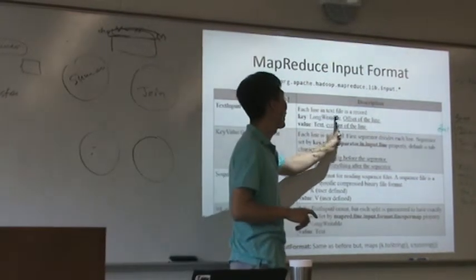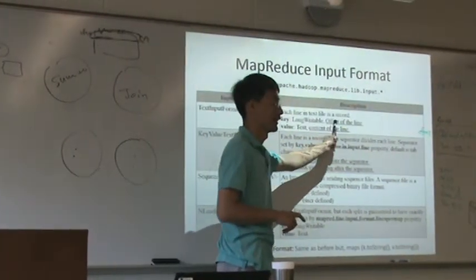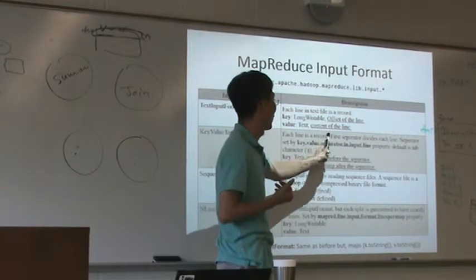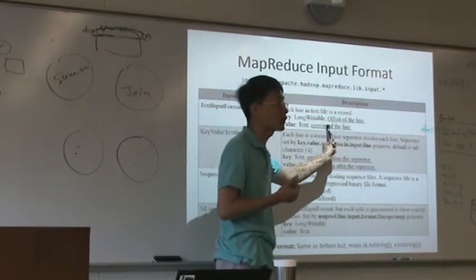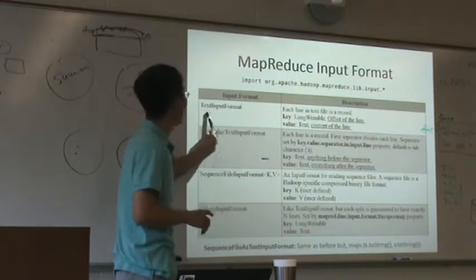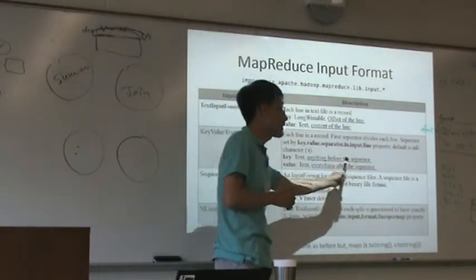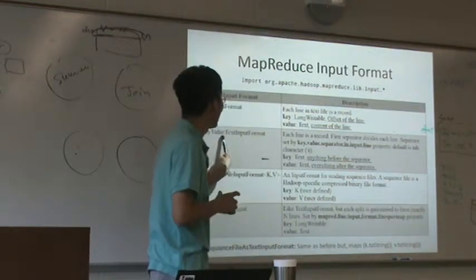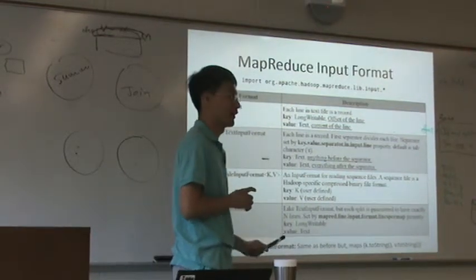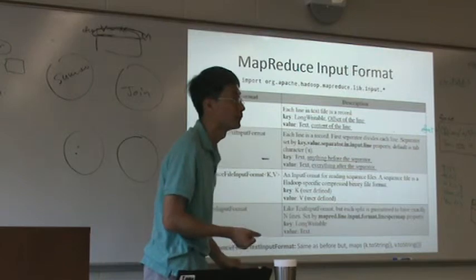The key is LongWritable, that is the offset that we use in the word count. And the output is the contents of the line. That is the text input format. If you want to specify a key separator, there is the key value text input format, like a tag.